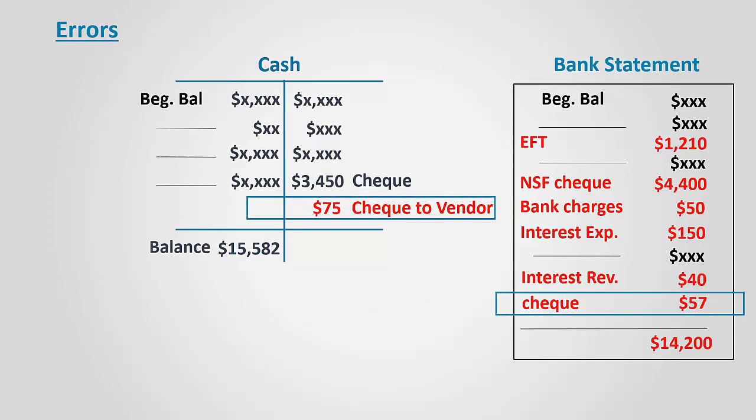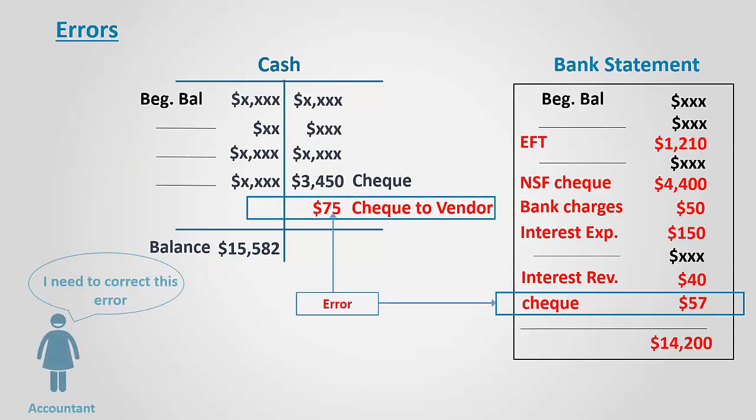Errors. Errors could be either on the bank side or the book side. Let's assume that the error is on the book side. In this case, it would be either added or deducted based on the type of the error. Here, the error is on the book side, as the check was for $57 but mistakenly recorded for $75.